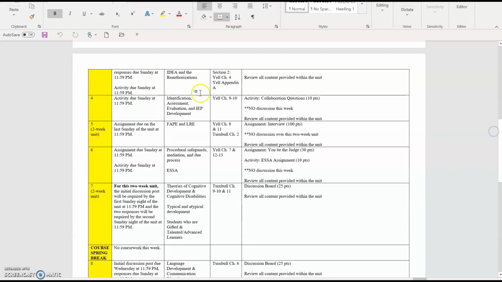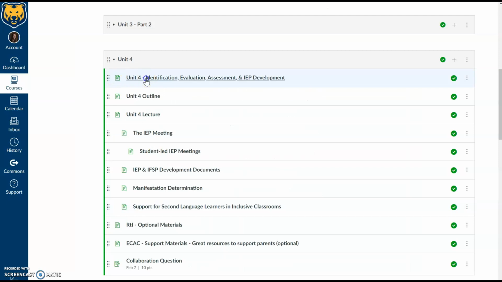However, right now we're going to keep our focus on that assessment component. So you'll notice that this week we have an assignment of collaboration questions, but there is not a formal discussion this week. So that's a little bit of a change of pace from what we have been doing.